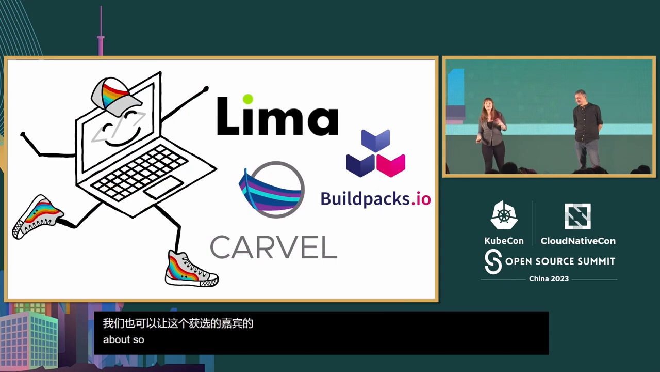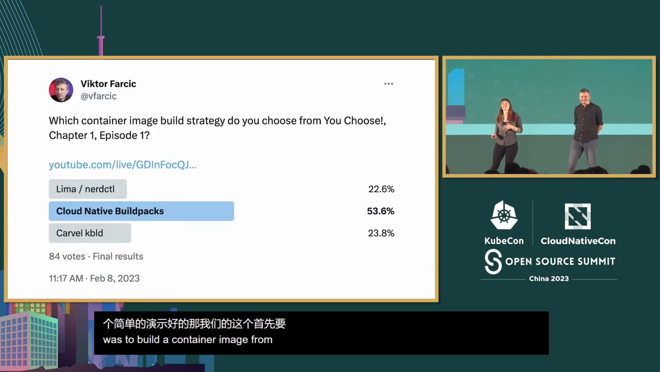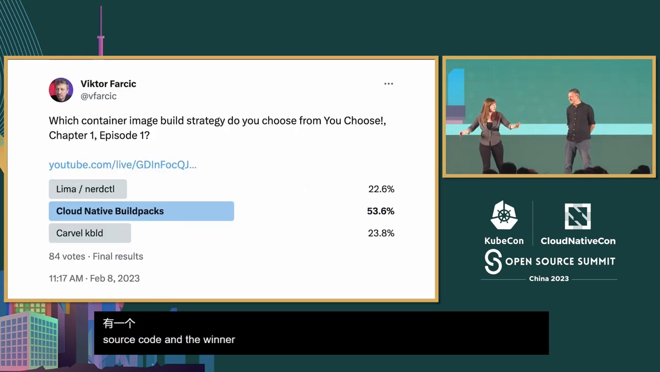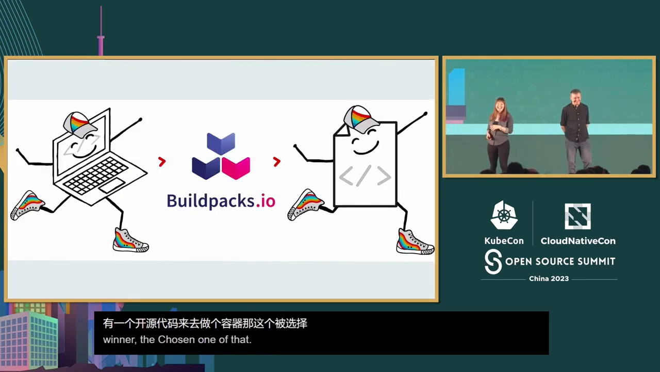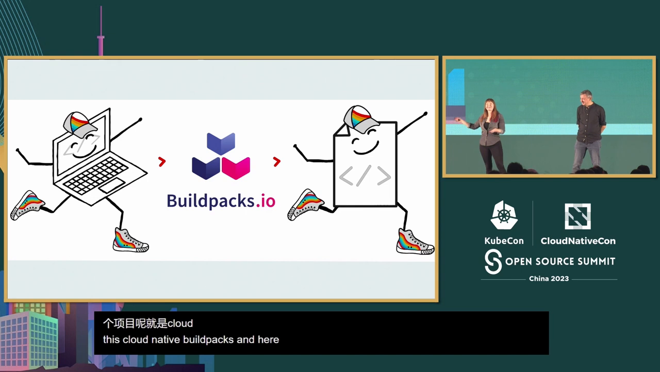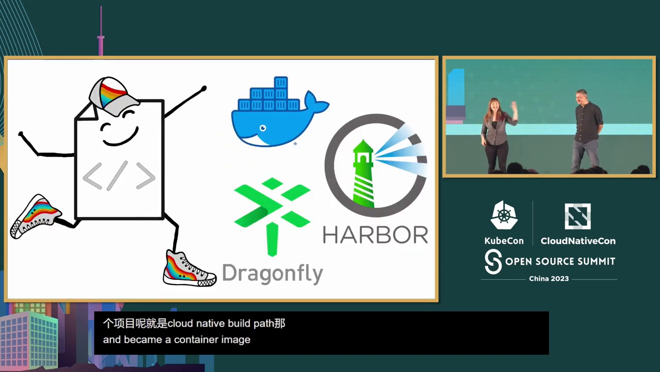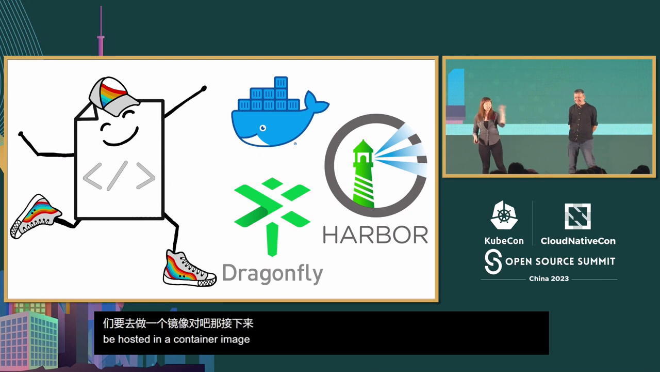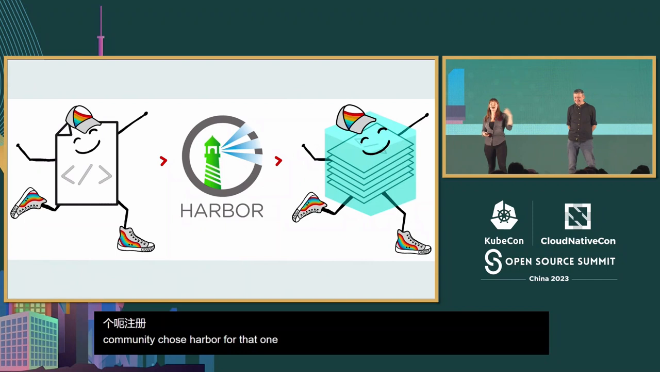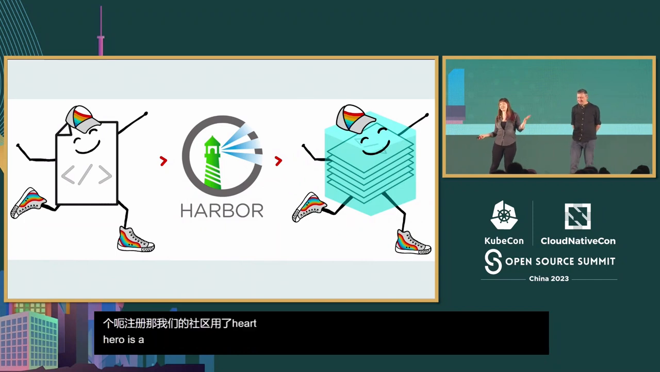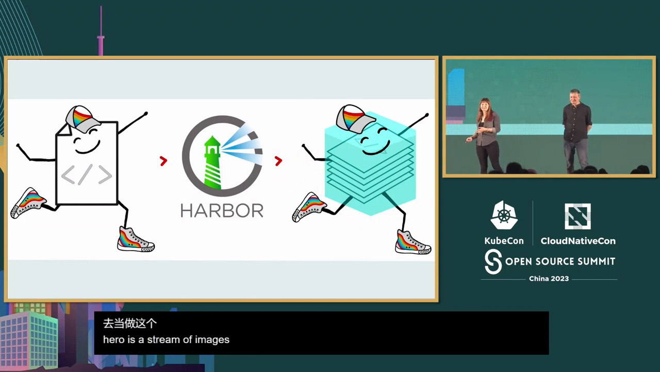So for example, our first system design choice was to build a container image from application source code. And the chosen one of that is Cloud Native Buildpacks. And Hero leveled up and became a container image. Next, Hero needed to be hosted in a container image registry. The community chose Harbor for that one. And then our Hero is a stream of images safely stored in a registry.